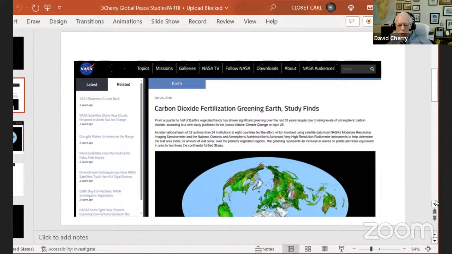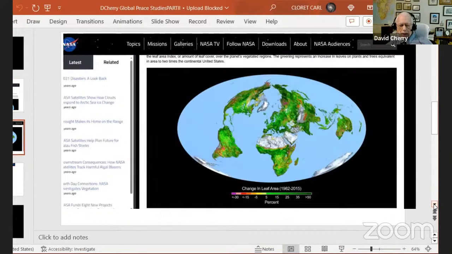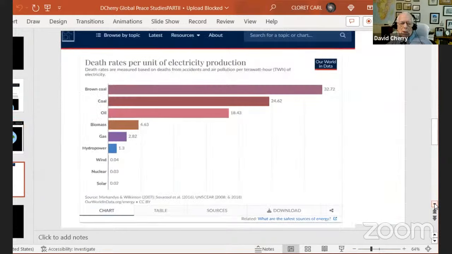Okay, now let's go to the next slide. Is nuclear power safe? This is the death rate per unit of electricity production from one technology to another. Brown coal is obviously not very good. Coal is shown as better here. And then way down toward the bottom of the list, we have nuclear, one of the safest.